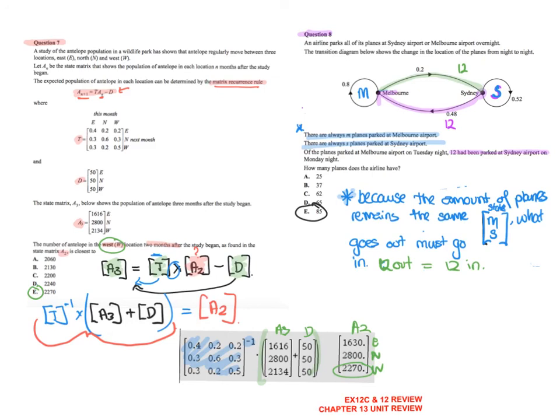So because of the planes parked at Melbourne Airport Tuesday night, 12 had been parked at Sydney on Monday night. So that's essentially showing us what has happened if we were at Sydney Monday and then went to Melbourne. So we've got 12 going out. Now, because of the blue statement, they have to remain the same. If you've got 12 going out, 12 must be going in, and so I've done that in the green.